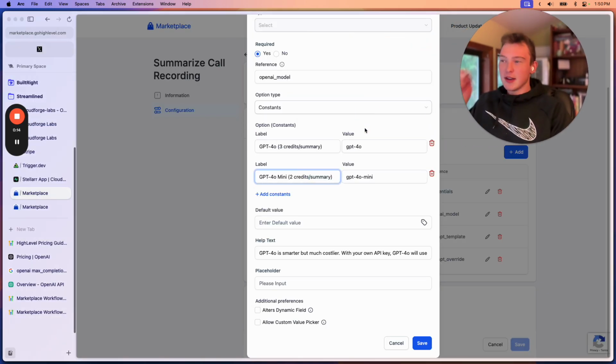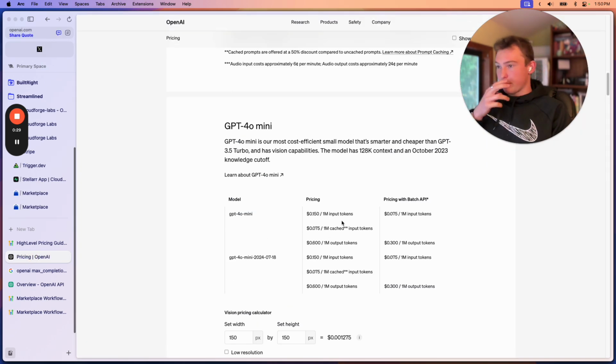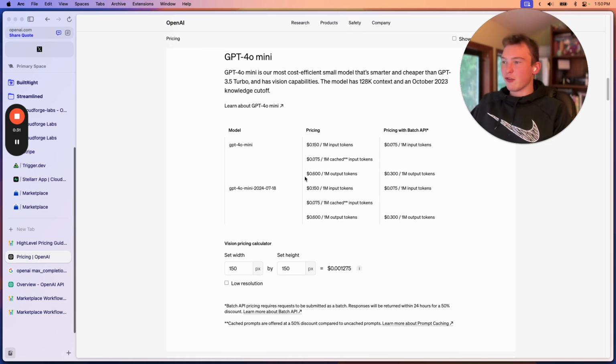All right, anyways, what we're doing is we have an action for my SaaS where people can take a call transcript and get it summarized. And so we're offering them two different options. One is 4.0 and one is 4.0 mini. The difference here is the pricing. So with 4.0 mini, apart from the intelligence, the difference is the pricing.